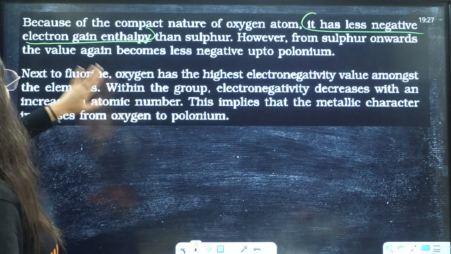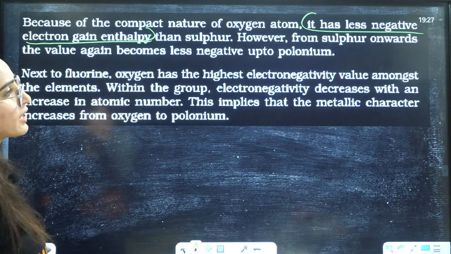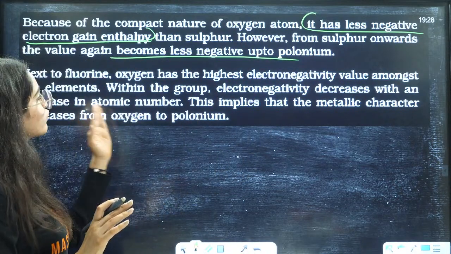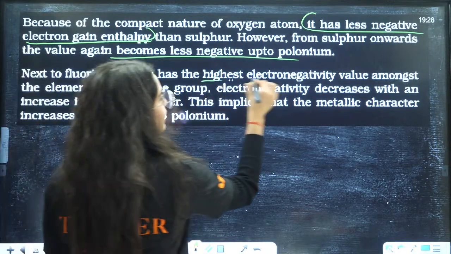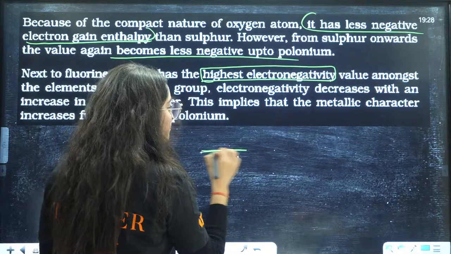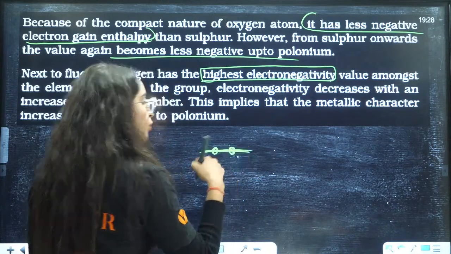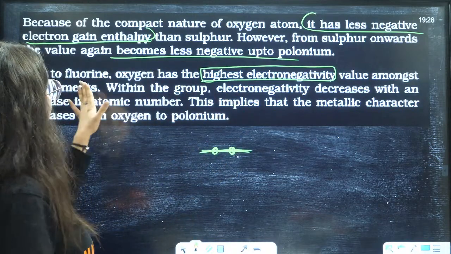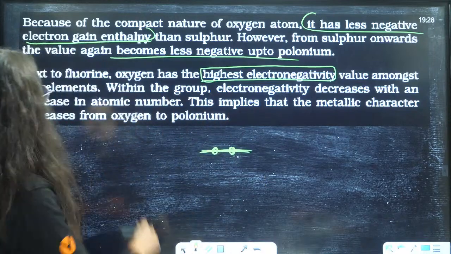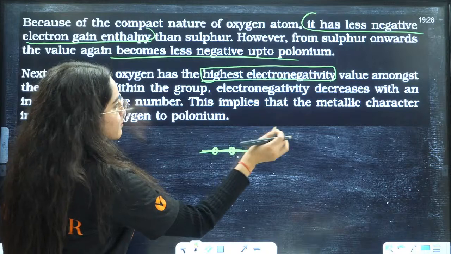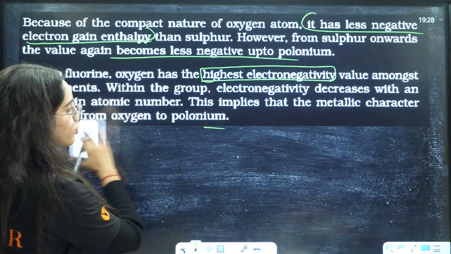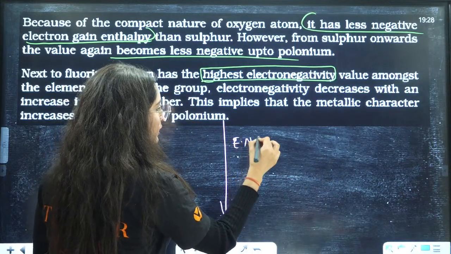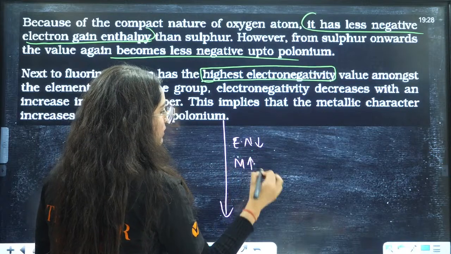However, from sulfur onwards, the value again becomes less negative up to polonium. So the maximum is for sulfur. Next to fluorine, oxygen has the highest electronegativity. Electronegativity means that in a bond, it wants to pull the shared pair of electrons towards itself. Within the group, electronegativity decreases with an increase in atomic number. This implies that metallic character increases from oxygen to polonium. So, very simple: down the group, electronegativity decreases and metallic character increases, right?